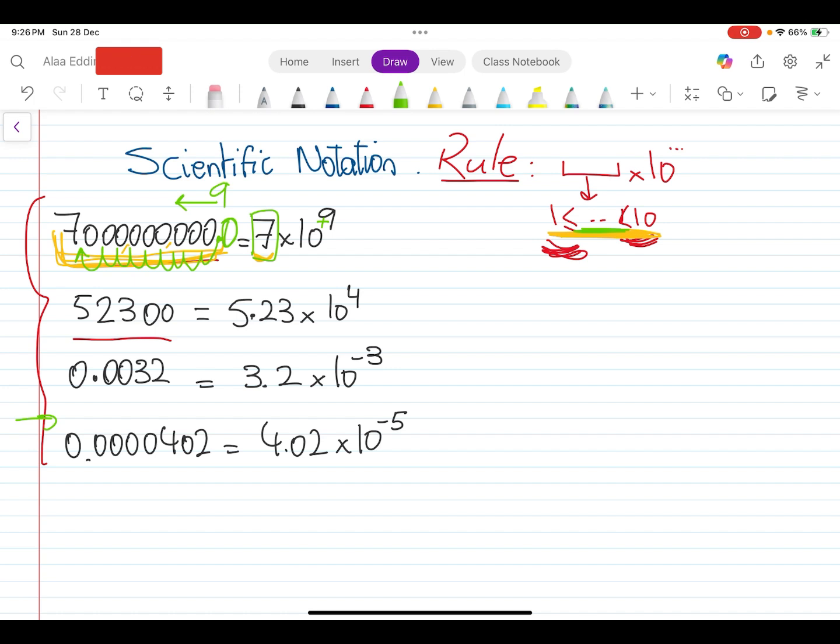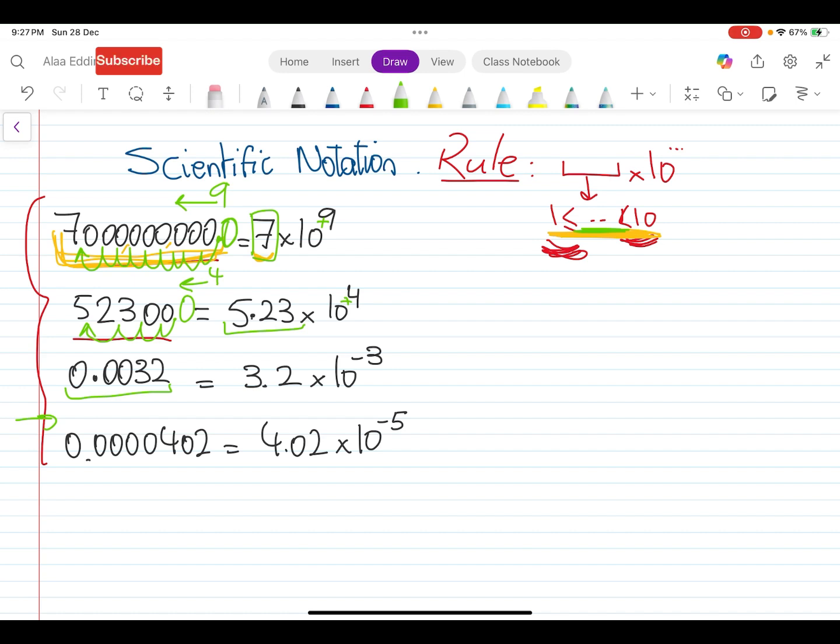52,300. Again, there is no decimal point, so it's 0.0. 1, 2, 3, 4. I moved it 4 times to the left, hence the 10 to the power of 4, in order to get a number in between 1 and 10. That's 5.23.